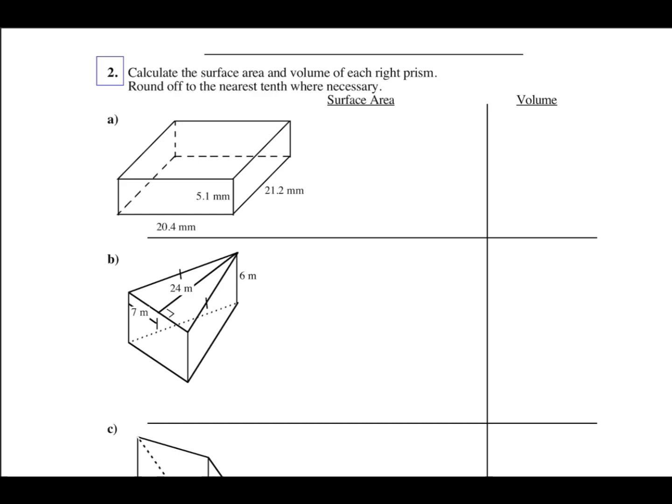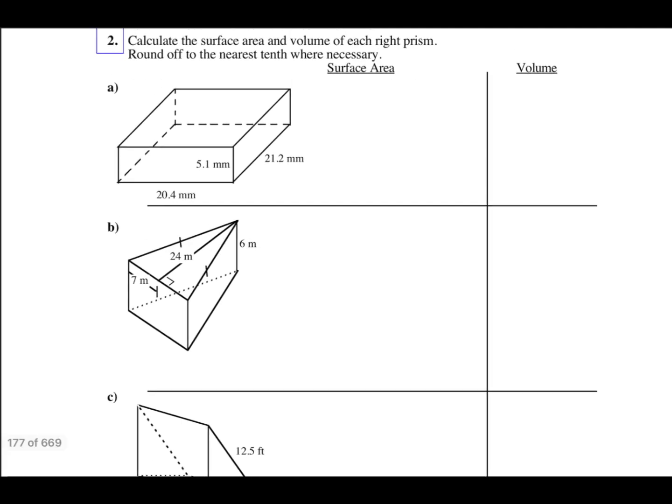Okay, let's do our homework. The first one: we need to calculate the surface area and the volume for each right prism. The first one is a rectangular prism, and we need the surface area.